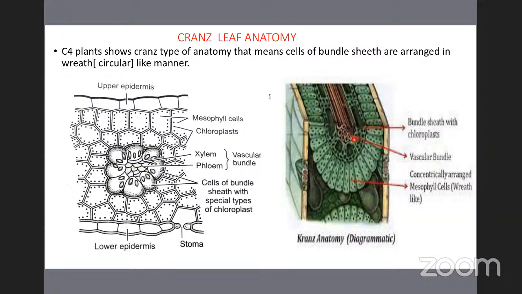So C4 plants show Kranz type of anatomy. That means cells of the bundle sheath are arranged in a wreath-like manner, or in a single circular manner. In this diagram also you can observe the structure of the C4 plant's leaf: mesophyll cells in which chloroplasts are abundant. They are of granal type.